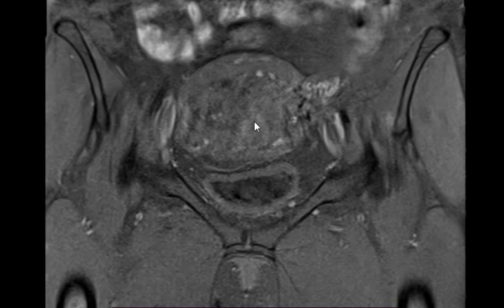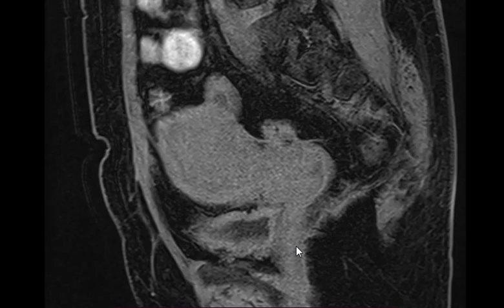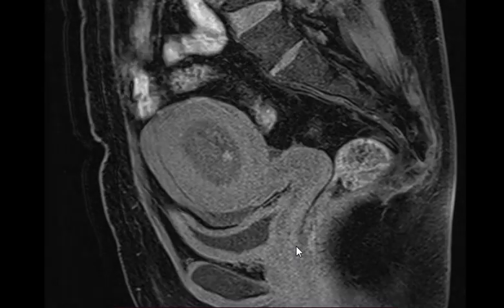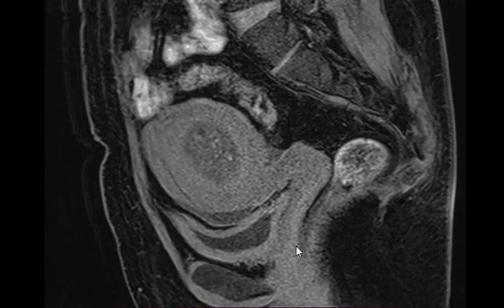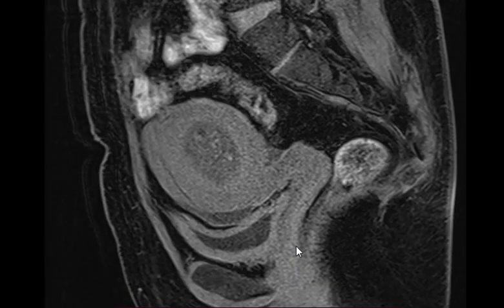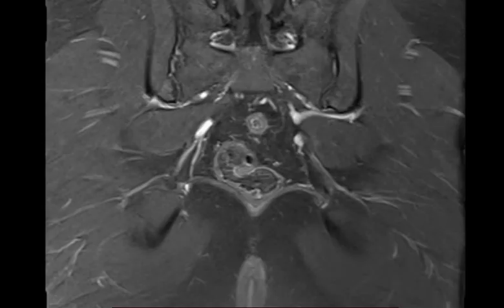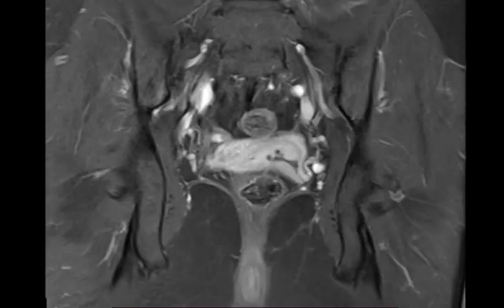Look at this sagittal. So is it enhancing, non-enhancing, what? Let's scroll down and look at the sequences. Look at this. So this is coronal T1 post contrast showing.